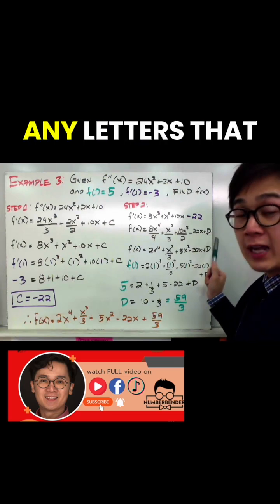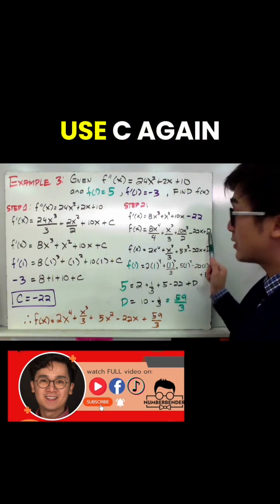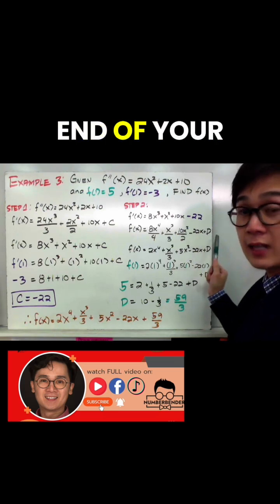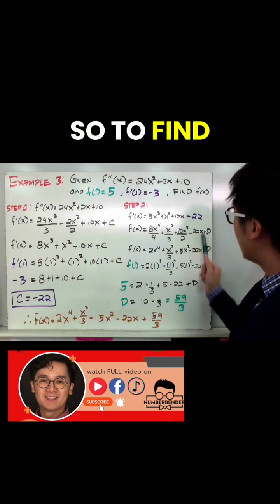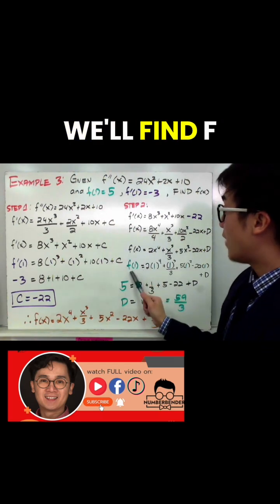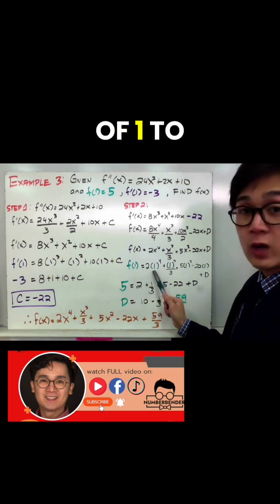Now you can use any letters that you wish. You can use A, B, or you can use C again in this matter, as long as you know that you have a constant at the end of your function. So to find this missing constant, given f of 1 is equal to 5, we'll find f of 1 and simplify the function by plugging in the value of 1 to your x's.